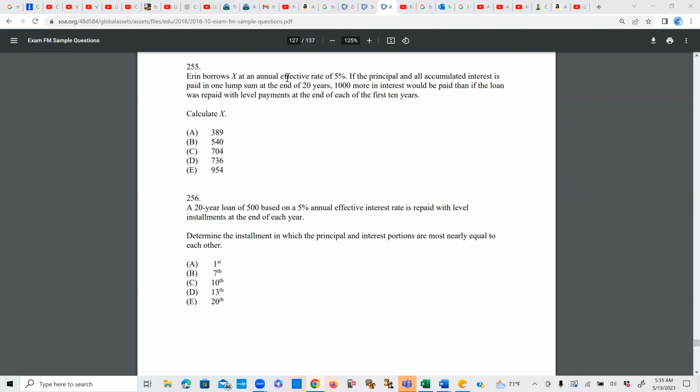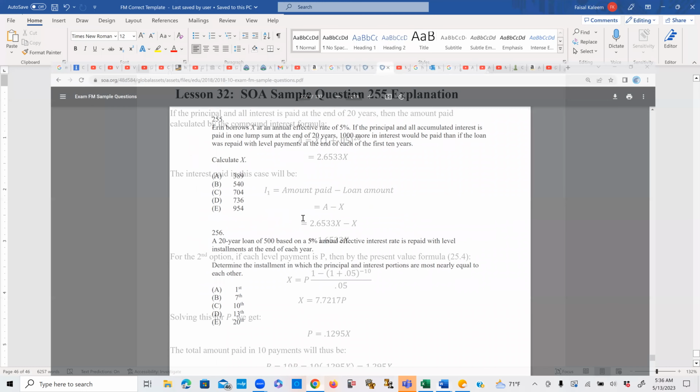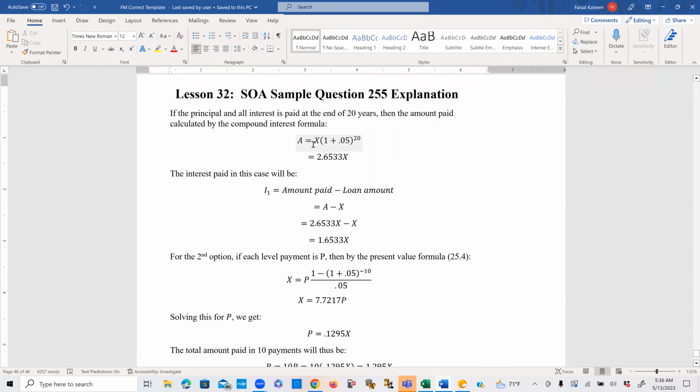So let's see. The first option is the usual compound interest formula that we learned long ago, because that's what happens if you pay the principal and all interest in one lump sum. You're just paying an amount based on the compound interest formula. So the interest rate is 5%, and it's 20 years. In this case, the amount paid would be X times, remember the principal is X. So A is equal to principal times 1 plus the interest rate to the power of the time. That's the basic compound interest formula. And 1.05 to the power 20 simplifies to 2.6533. So that's the total amount paid.